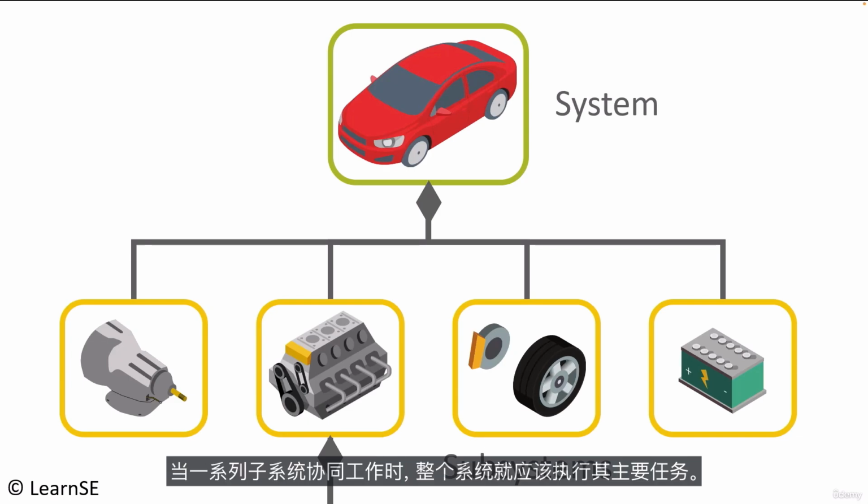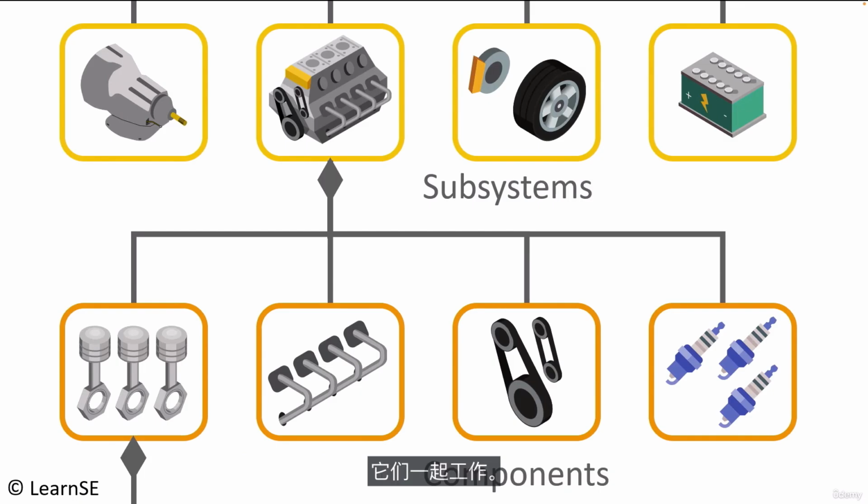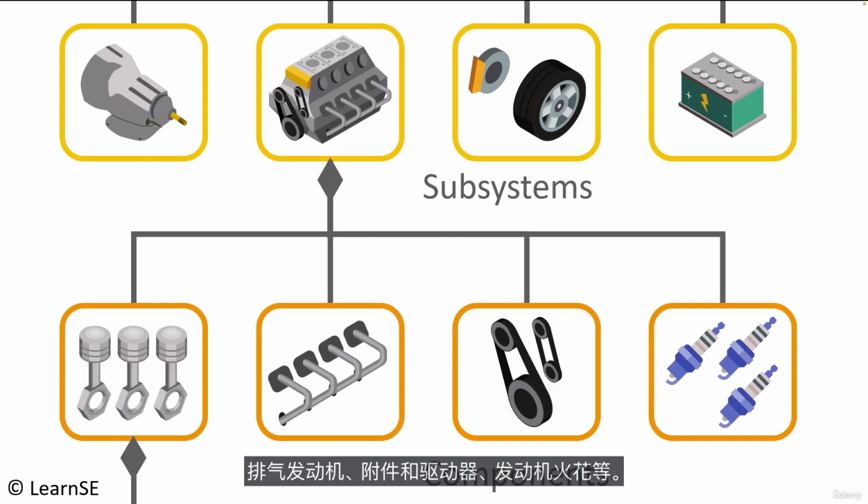When a series of subsystems work together, then the system as a whole should be performing its primary missions. The next layer below the subsystem are the components, and these work together when they are integrated to perform the operations of a subsystem. Examples of components for the engine subsystem might include the piston assemblies, the fuel injection system, exhaust, engine accessories, and drive, the engine spark, and so on.